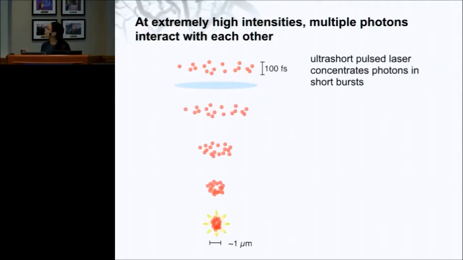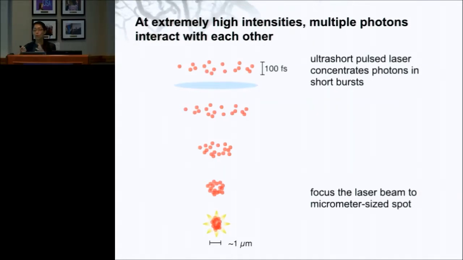are special because they pack all of these photons in time, but we also pack these photons down spatially. We take a lens, not so visible here, and focus down the beam. What happens when you focus down the beam is that you get a roughly micrometer size spot where the photons are at such density that they can collide with each other, interact with each other, and change the nature of how they interact with materials.